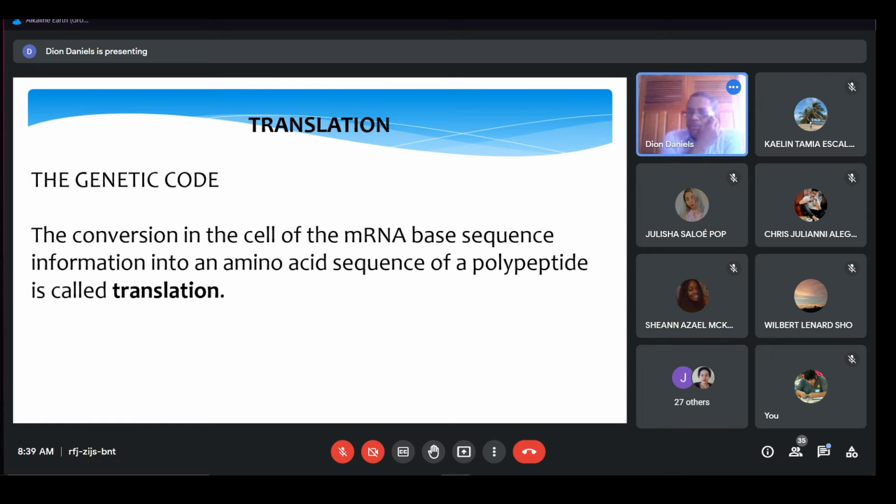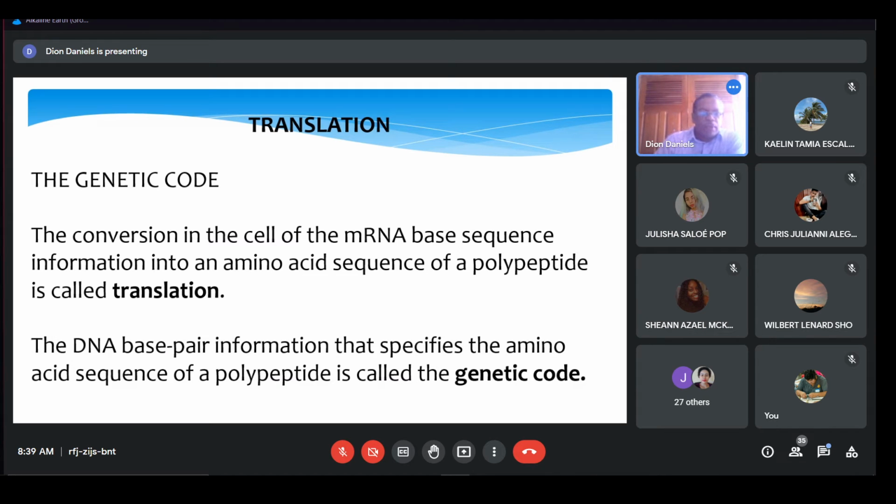So the genetic code, the conversion in the cell of the messenger RNA-based sequence information into an amino acid sequence of a polypeptide is called translation. All right? So remember, the RNA message is taking a code from the DNA molecule, and then it will take it to the ribosome, whereby it will translate that coded message into a sequence of amino acids. The DNA base pair information that specifies the amino acid sequence of a polypeptide is called the genetic code.